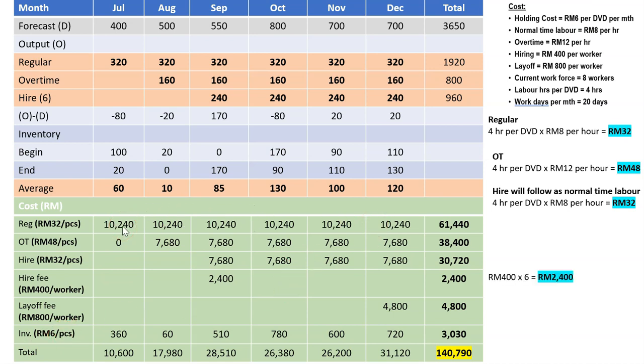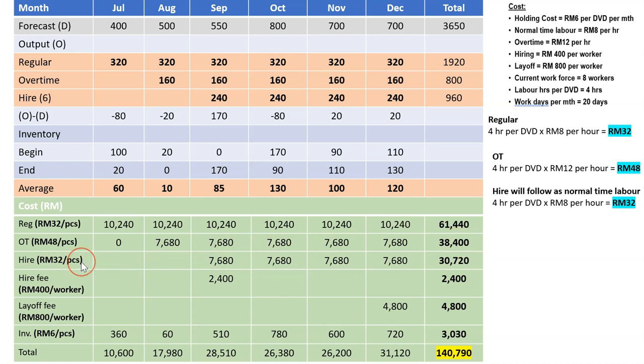So for the regular, 32 ringgit times 320, you get 10,240. So you have to do for all the months and you total up at the end. For OT, it is 48 ringgit per piece. The first month you don't have any OT, so it's going to be 0. For the second month, it is 48 ringgit times 160, you get 7,680. So you do it for all the months, then you sum up.